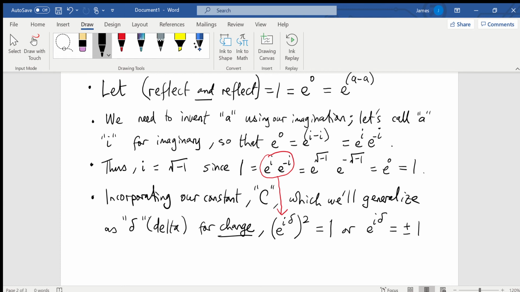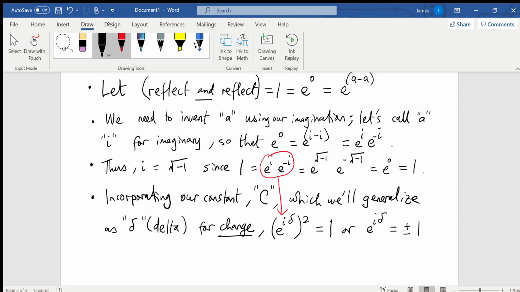So either e to the i delta squared is 1, or e to the i delta, when we take the square root, is plus or minus 1. Because if it's plus 1, you square plus 1, you get 1. You square minus 1, you also get 1.